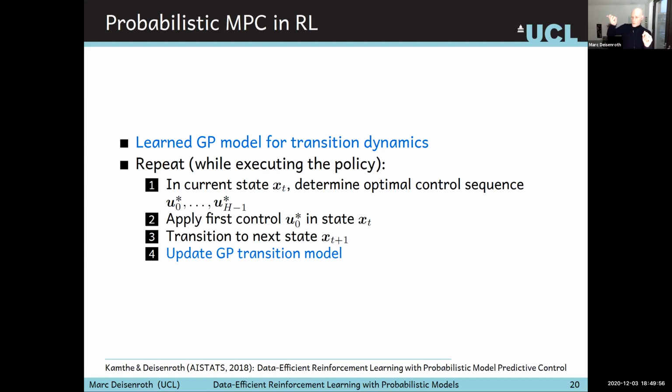Now we have one more observation of a state-control pair and next state, which allows us to update the Gaussian process transition model. Then we go back and replan. We have an updated model, and we determine again the optimal control sequence u_0* to u_{H-1}*, and only apply the first one. The robot transitions, we update the model, we replan, apply the first control signal, transition, update the model. This repeats, and we can repeat this forever.